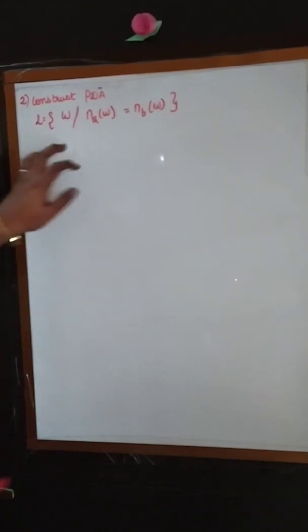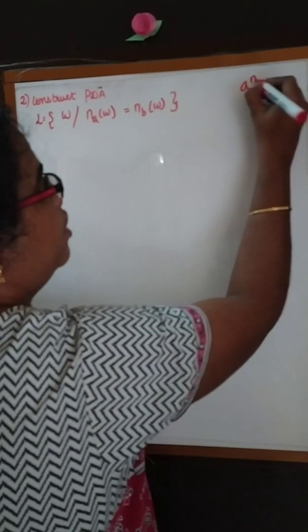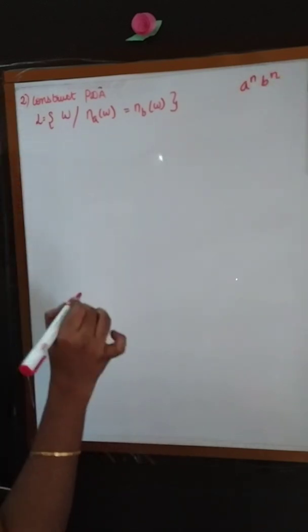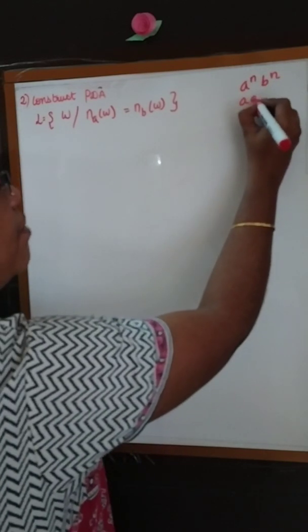Next question: construct a PDA for L equal to w such that n_a(w), that is the number of a's, should be equal to the number of b's. This is different from a to the power of n, b to the power of n. Here, a will come completely first and be followed by b. Here it can be in mixed format.